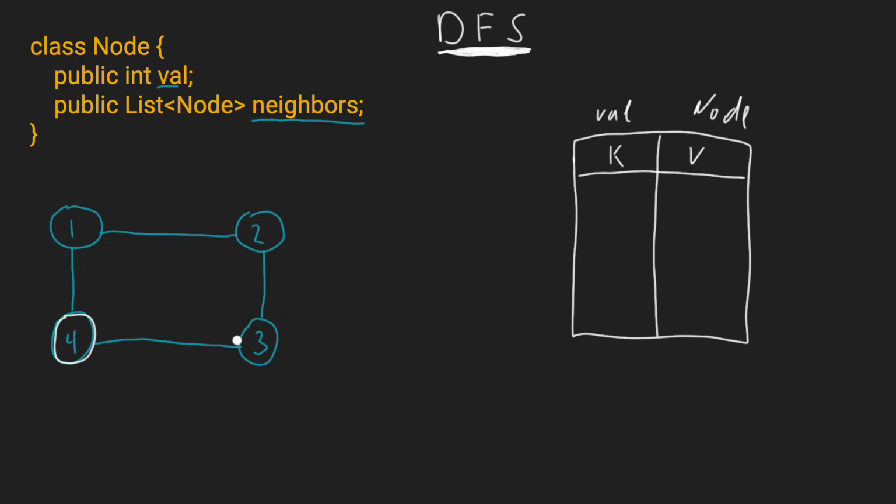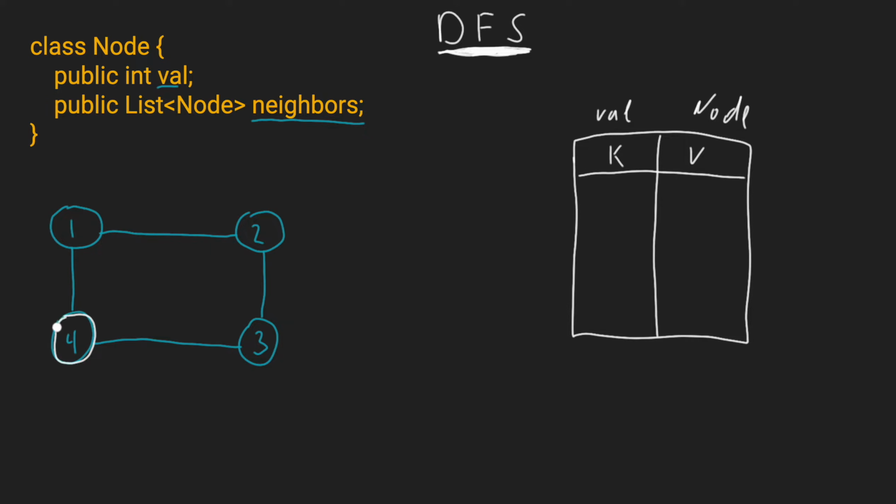What's the biggest problem here? The biggest problem is that 4 has two neighbors, 1 and 3. We created 1 and 3, and also 2 has two neighbors, 1 and 3. So for each node, we should have only one copy of that node in memory. To do that, we are going to keep track of each node that we are creating in a hash table, or a hash map. We are going to first search for each node, and save whichever node we are creating in our hash map.